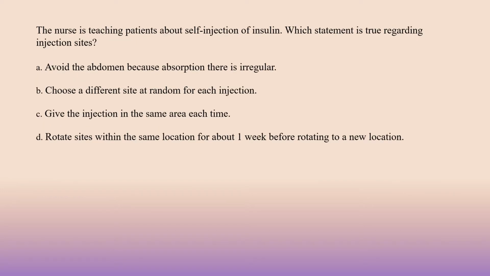The nurse is teaching patients about self-injection of insulin. Which statement is true regarding injection sites? A. Avoid the abdomen because absorption there is irregular. B. Choose a different site at random for each injection. C. Give the injection in the same area each time. D. Rotate sites within the same location for about 1 week before rotating to a new location.